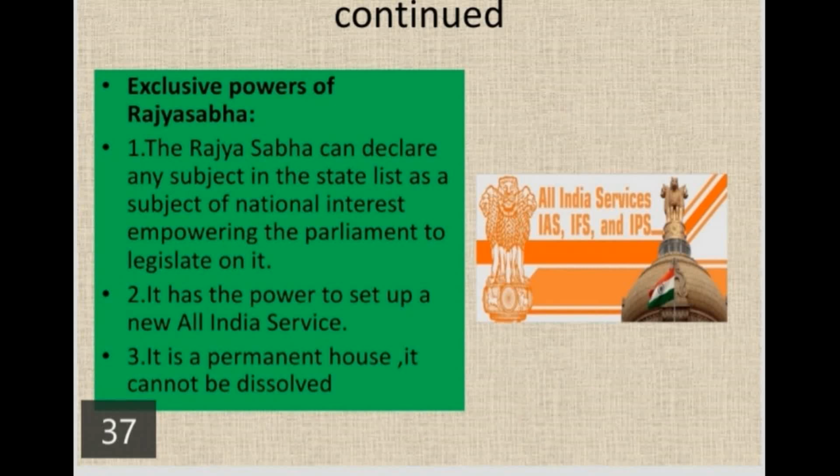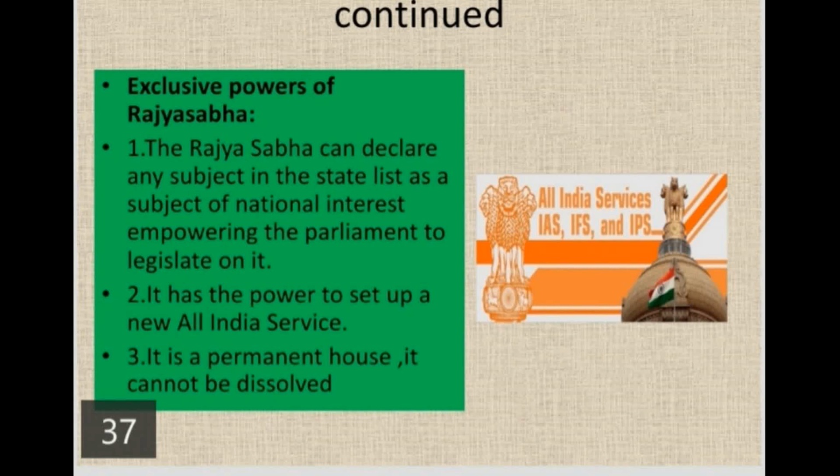The Rajya Sabha can declare any subject in the state list as a subject of national interest, empowering the parliament to legislate on it. Generally, you have studied already, there are three kinds of lists in which the powers to make laws are divided. They are union list, state list, and concurrent list. In union list, the central government will make laws. In state list, the state governments will make laws. In concurrent list, both governments have the power to make laws.